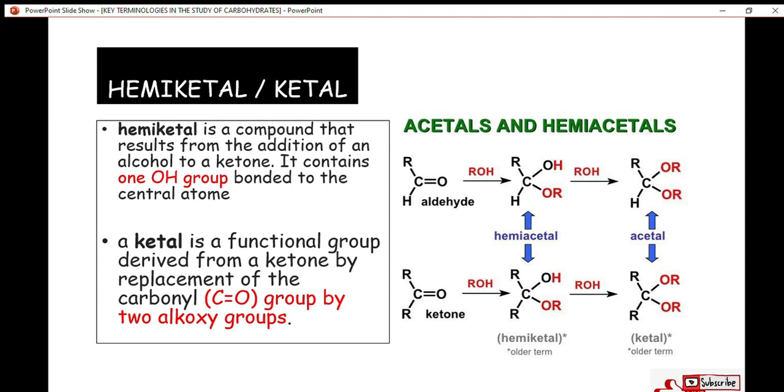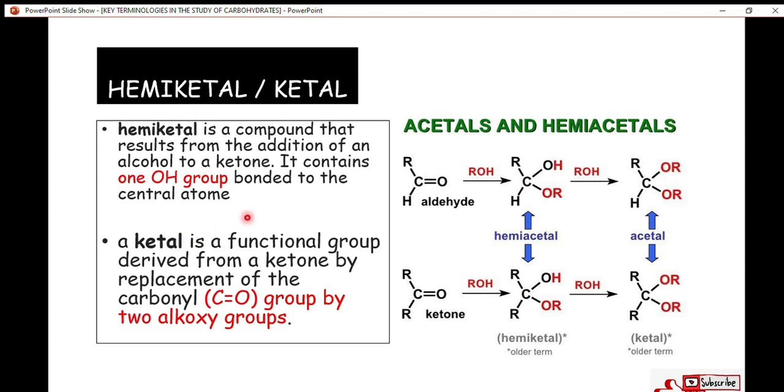so we are going to talk about a hemiketal and a ketal. As we said earlier for the hemiacetal and acetal, we are also going to talk about hemiketals and ketals. So the hemiacetal is for aldehydes. In order to get hemiacetal groups or acetal groups, we have to use an aldehyde. And in order to get a ketal group or a hemiketal group, we have to use a ketone.